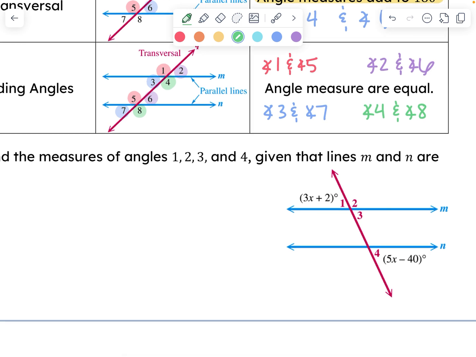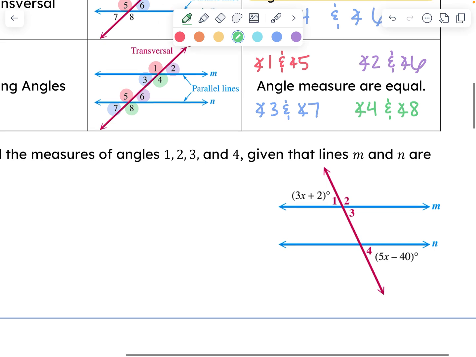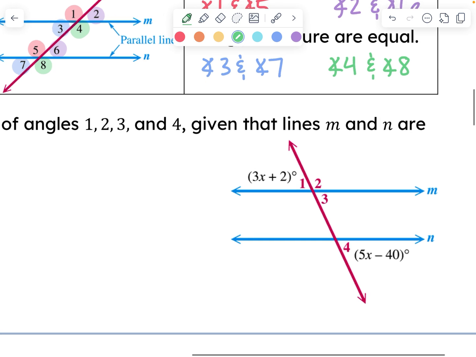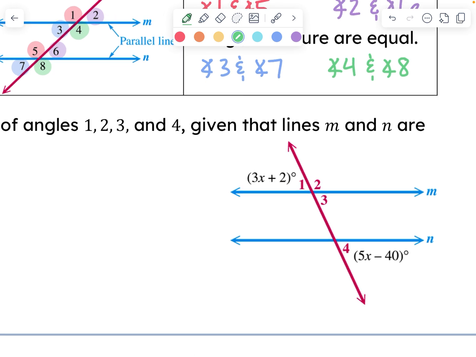Because once you know one of the angle measures for one of those 8 angles, you can find all the other ones using some of these relationships. So we've got a nice diagram here. It says find the measures of angles 1, 2, 3, and 4, given that lines M and N are parallel. So it does tell us our lines are parallel in the directions for the example, so all of our relationships are going to work here.